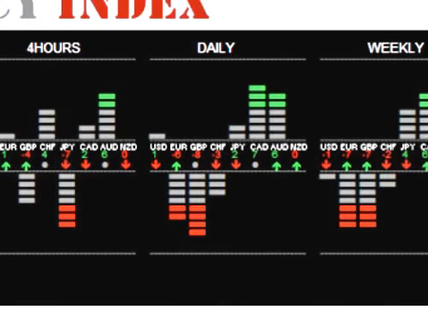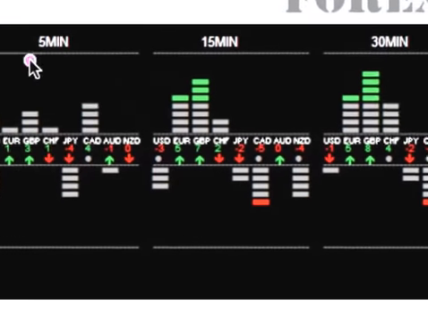You need an edge over the market, and that means that you need to search for these divergences in order to find profitable trading opportunities. Let me show you what's going on right now on the 5 minutes time frame.